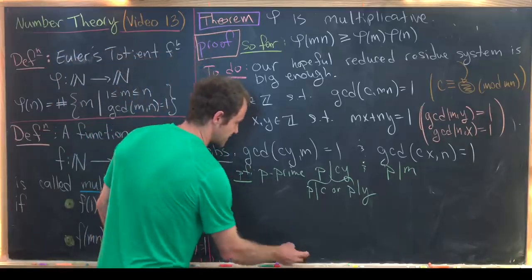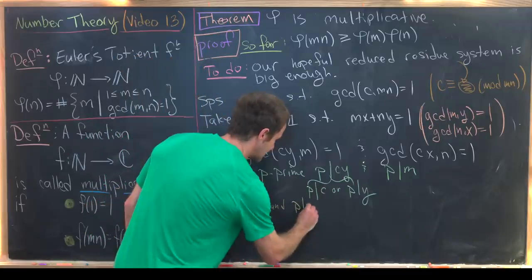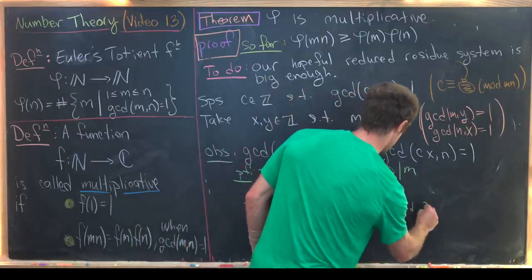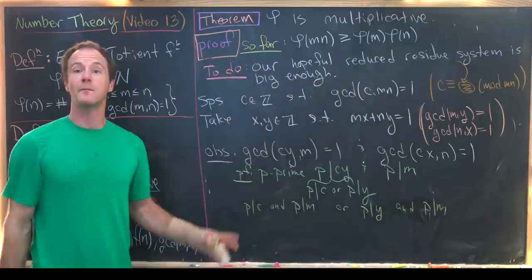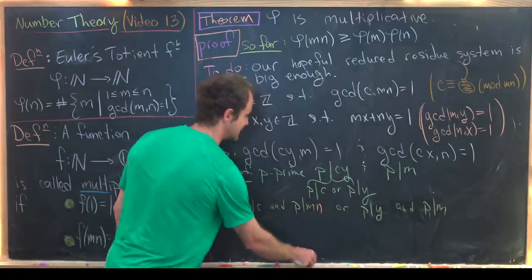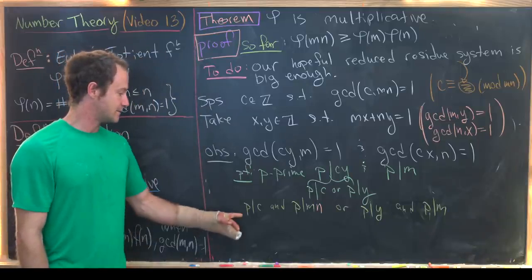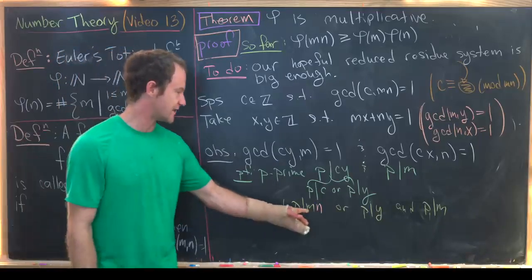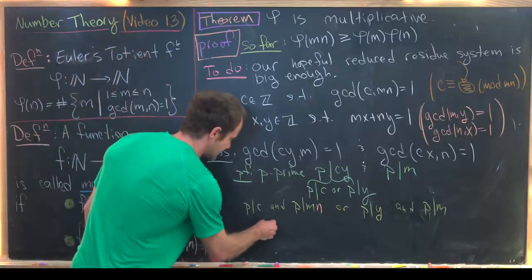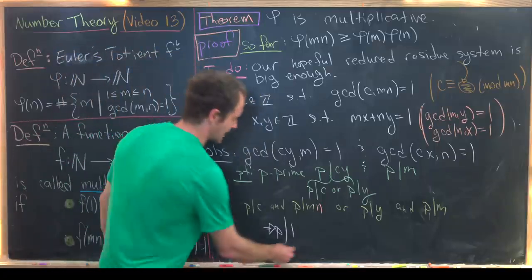So this splits into two cases: p divides c and p divides m, or p divides y and p divides m. But now we can do a bit of a trick. If p divides m, then p most definitely divides mn just by multiplying by n. Okay, but now we know the GCD of c with mn is equal to 1. That's our assumption way up here. So this tells us that p divides 1, but there are no primes that divide 1, so that leads us to a contradiction.